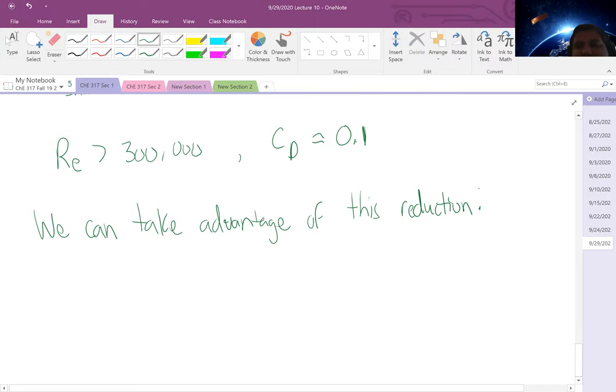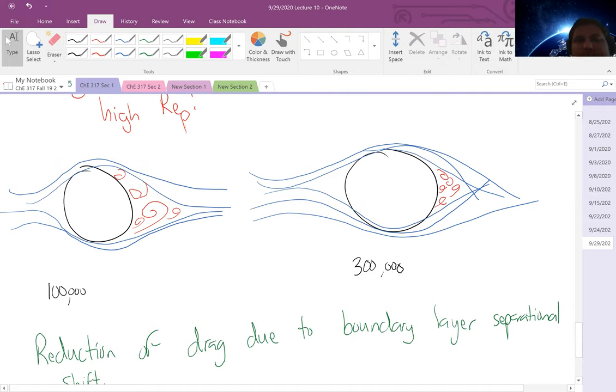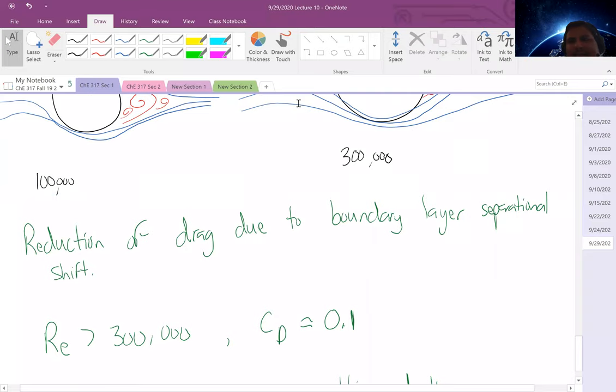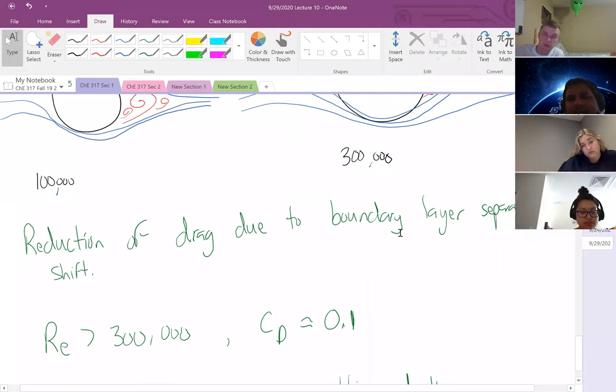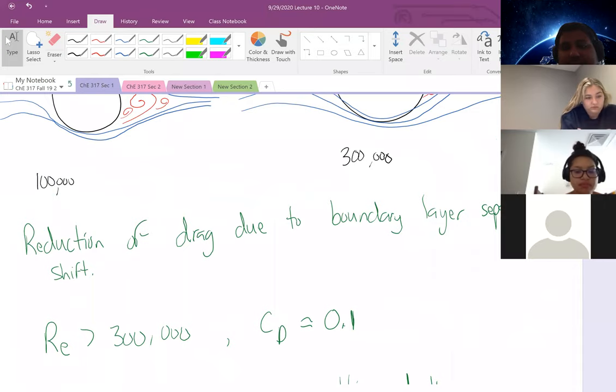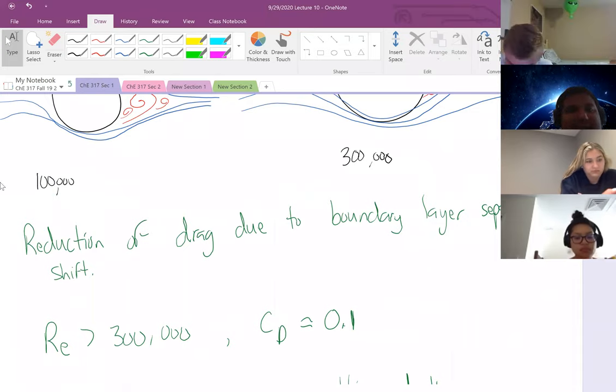Where do you guys think this might be beneficial? In terms of manipulating this flow field to reduce drag. You guys are just real talkative today.